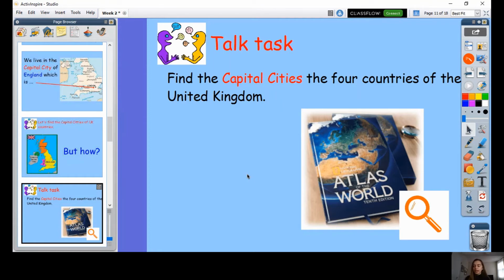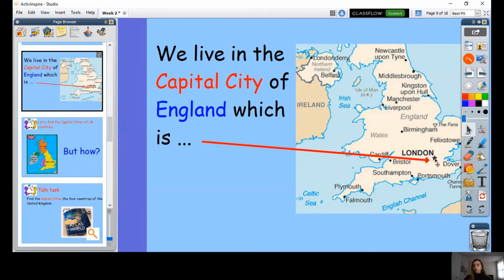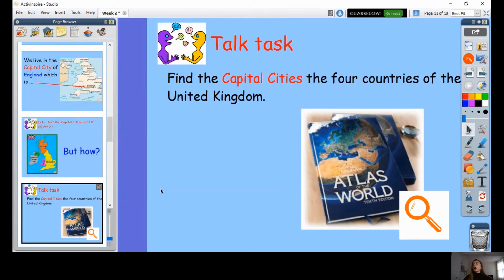If you don't have an atlas, you can click the link on our home learning, because I have put up a map of the UK, and you can use that map of the UK if you don't have an atlas, and you can look for the capital cities. And a big hint, if you're trying to find them, often in atlases they will have a star of where the capital city is. So for example, we know London is a capital city and it had a star on the map. So have a go. I want you to find the 4 capital cities of the UK.